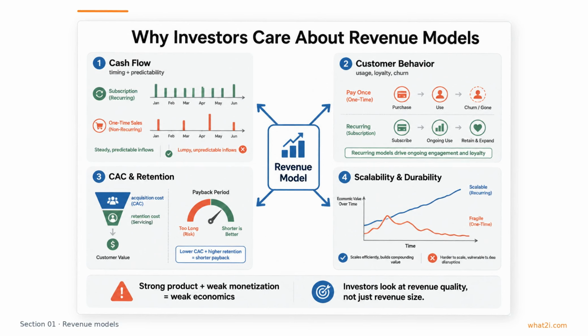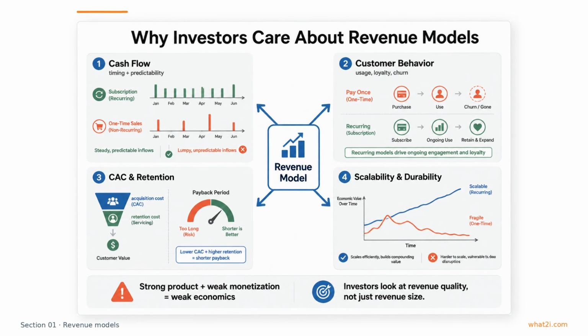Investors care about revenue models because they influence far more than reported sales. The model affects when cash arrives, whether income is steady or lumpy, and how easy results are to forecast. It also shapes customer behavior because people act differently when they are paying once, paying monthly, or paying only when they use the service. Customer acquisition cost and retention cost are tied to this as well, since some models require constant reselling while others can earn repeatedly from the same customer. Scalability also changes depending on the model, because some types of revenue expand smoothly, while others depend on repeated individual transactions. That is why investors look at revenue quality, not just revenue size.